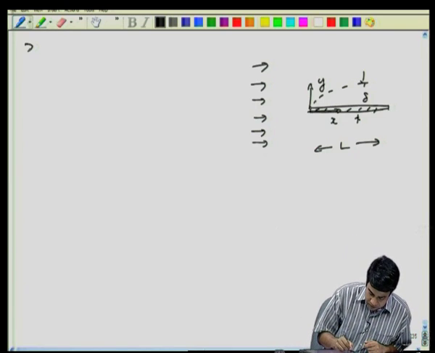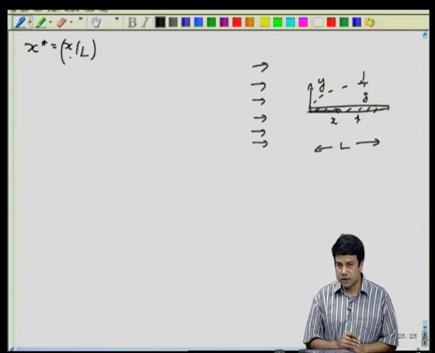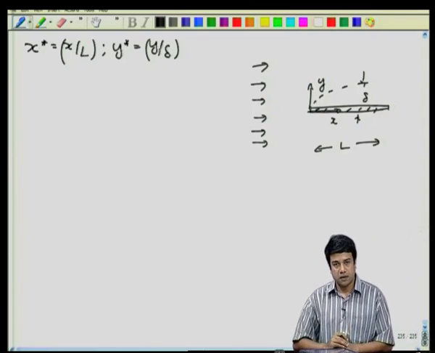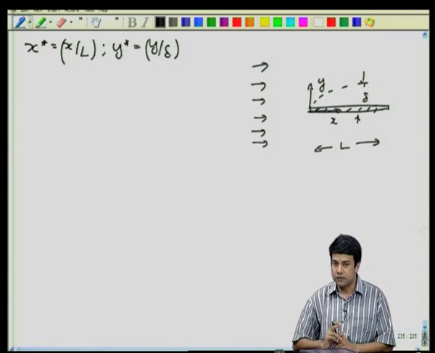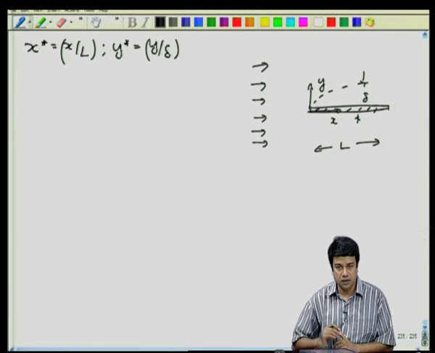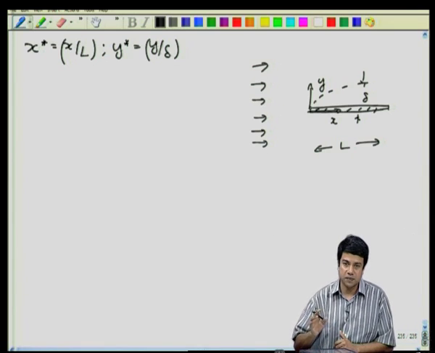So, I define x star is equal to x by L. That is the length in the streamwise direction, and the scaled y coordinate is y by delta. I do not yet know what delta is. I will choose it from the requirement that the diffusion or the viscous and the inertial terms continue to be of the same magnitude in the limit as Re goes to infinity. In other words, as Re becomes larger and larger, delta has to become smaller and smaller in such a way that the second derivative of the velocity times Re inverse remains of the same magnitude.